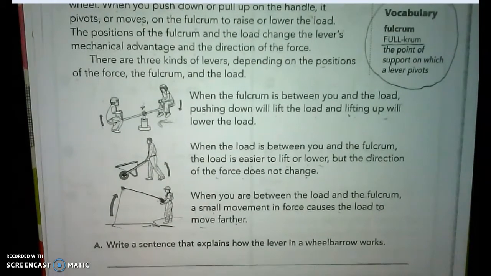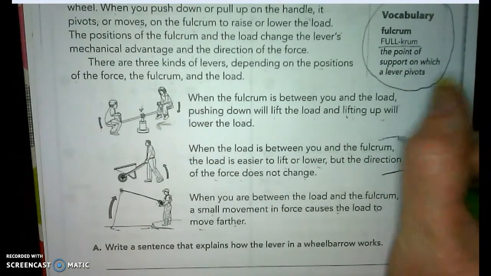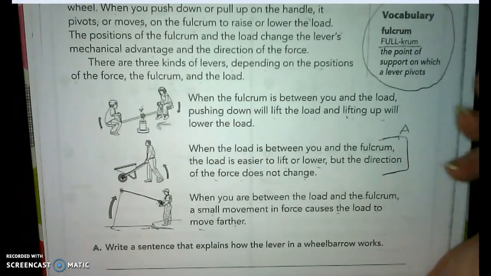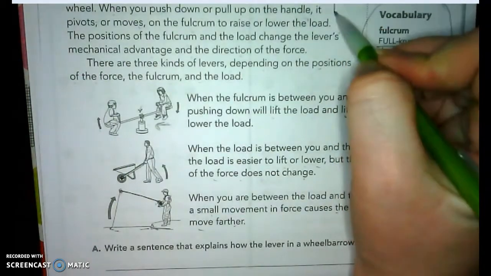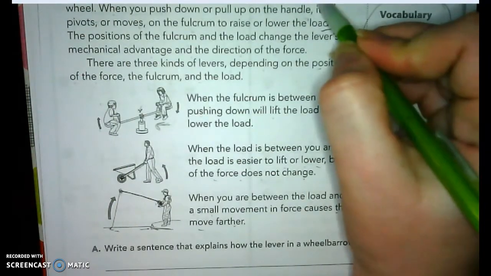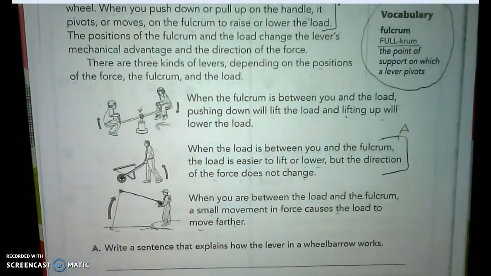All right, write a sentence that explains how the lever in the wheelbarrow works. Okay, so focus on this information right here for A. Also, this is very good information too, because right there it's talking about the wheelbarrow and the fulcrum. So check that out to write a sentence on how it works.